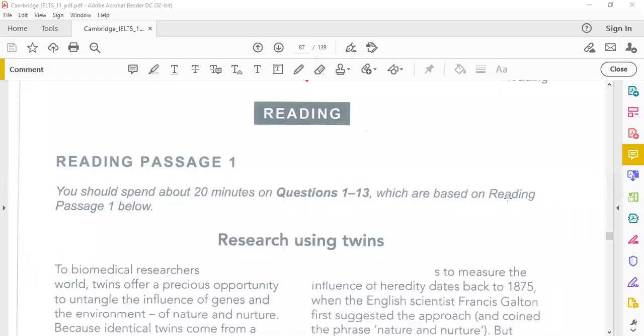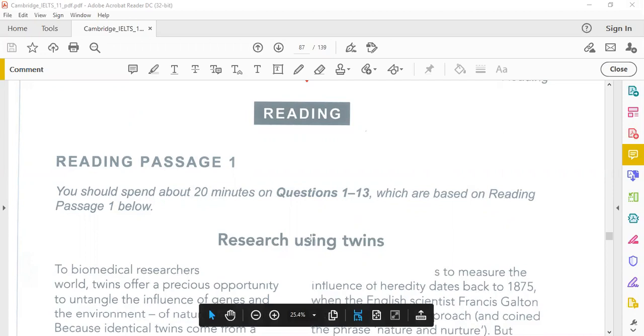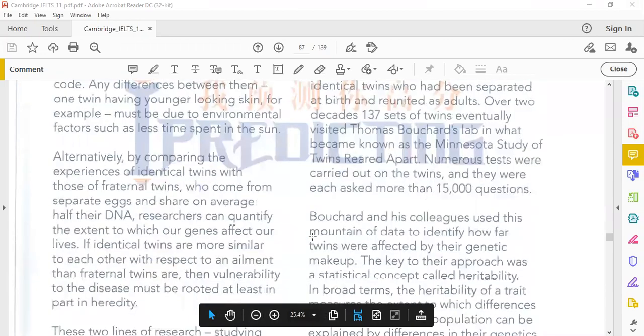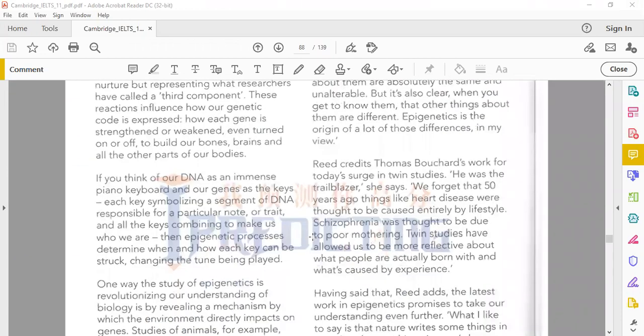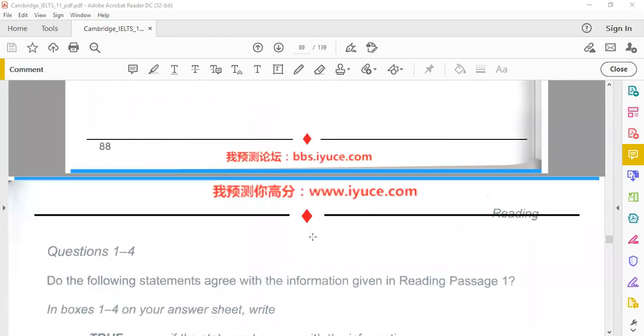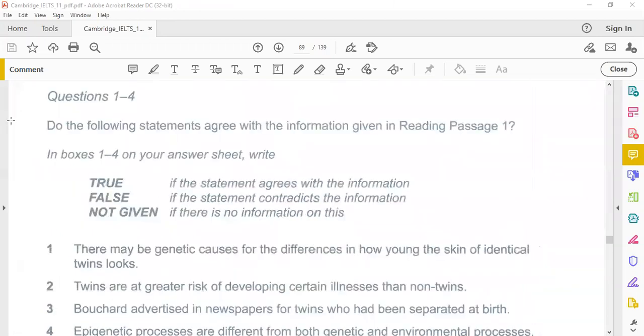And this is about what to do in IELTS reading tests. So first of all, passage one, you can see the topic is research about twins. This is a passage that you will read in about 10 minutes, and then you will go to exercises like this. Okay, questions.